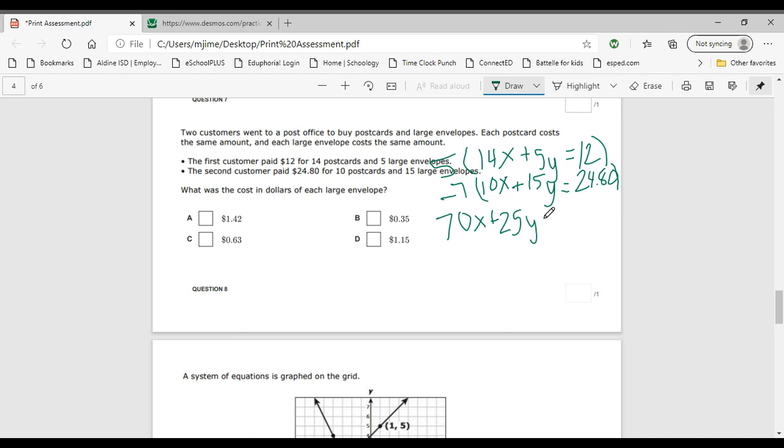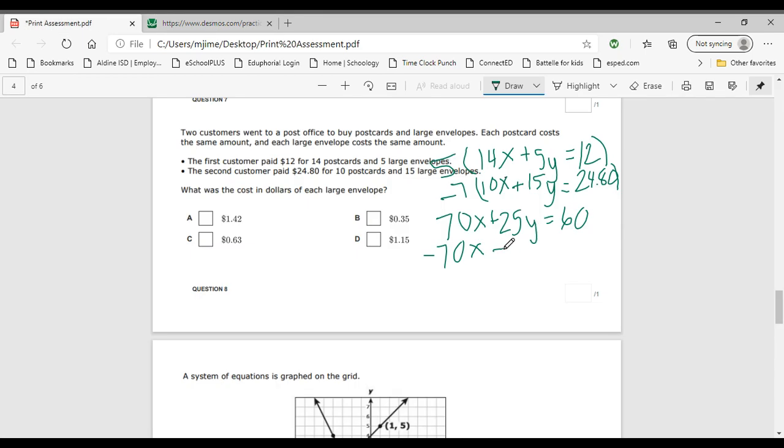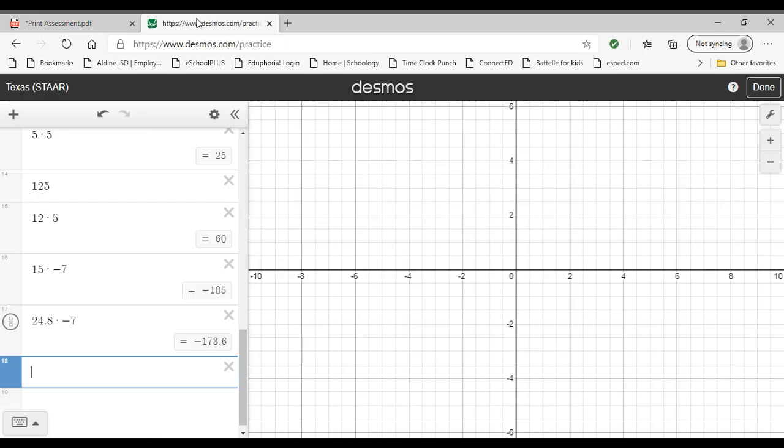Sorry for my handwriting. Doing this at home without that pen, it's kind of hard. All right, multiply, this is going to be negative 70. That means the x's are going to be able to eliminate. All right, let's do 15 times negative 7, and then 2480 times negative 7. Negative 105. $173.60. Wait, 173? Yeah.